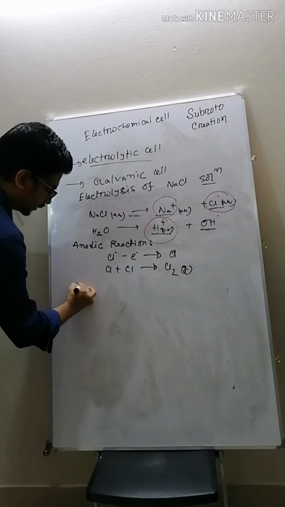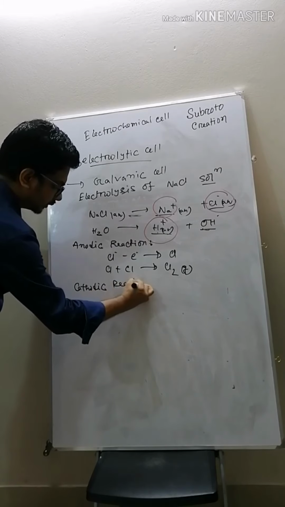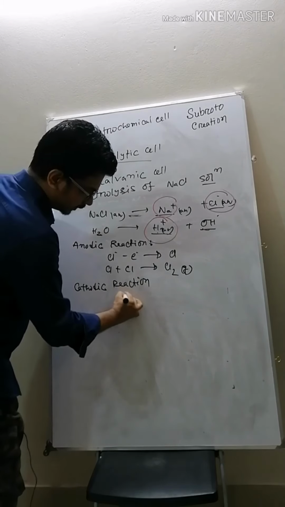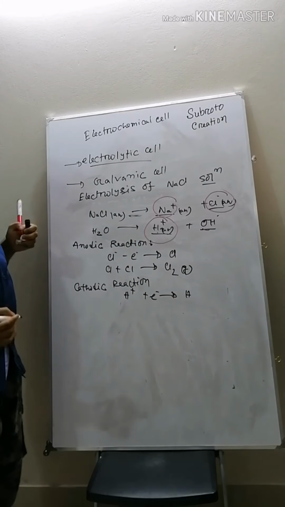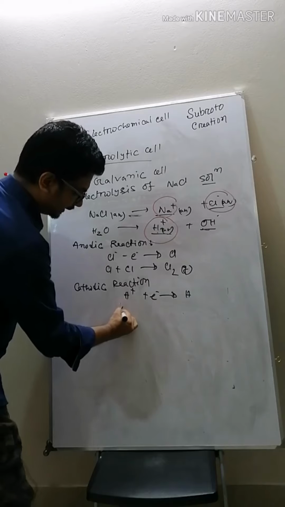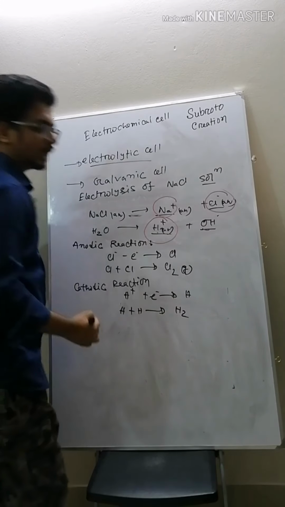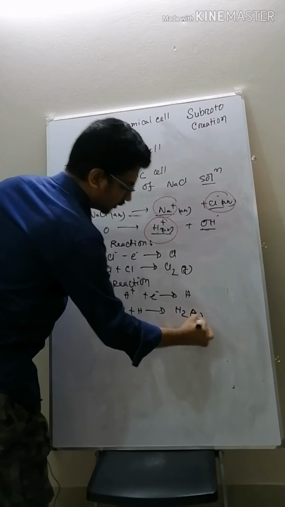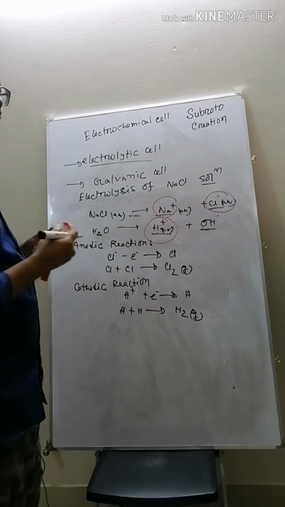In cathode reaction, hydrogen will take one electron and produce hydrogen atom, and this hydrogen atom will attach with another hydrogen atom and it will produce hydrogen gas. Now we draw a picture of this electrochemical cell.